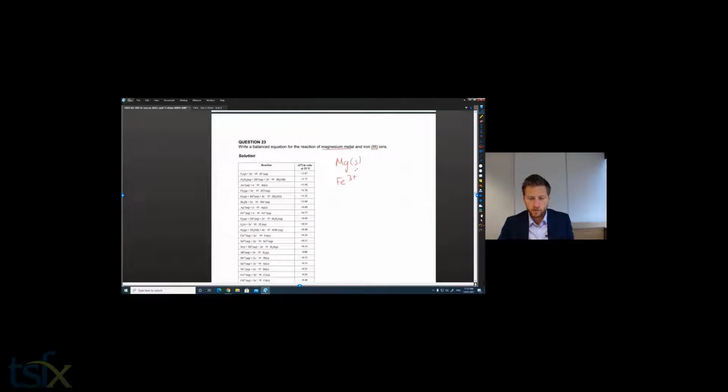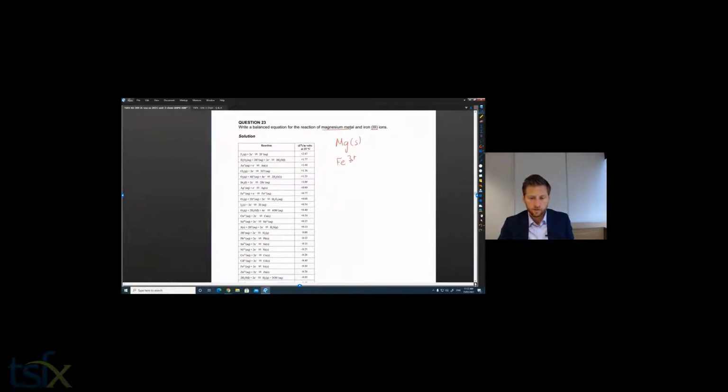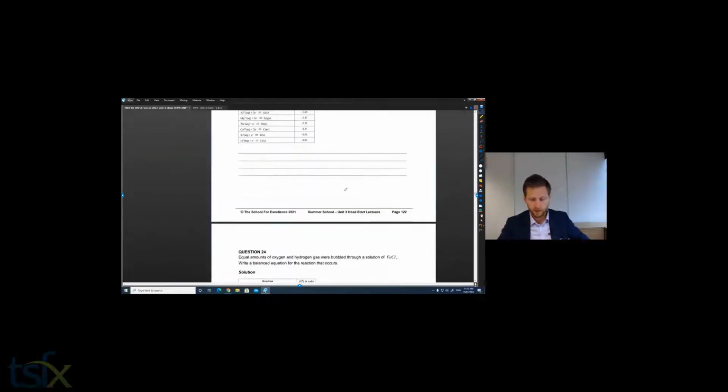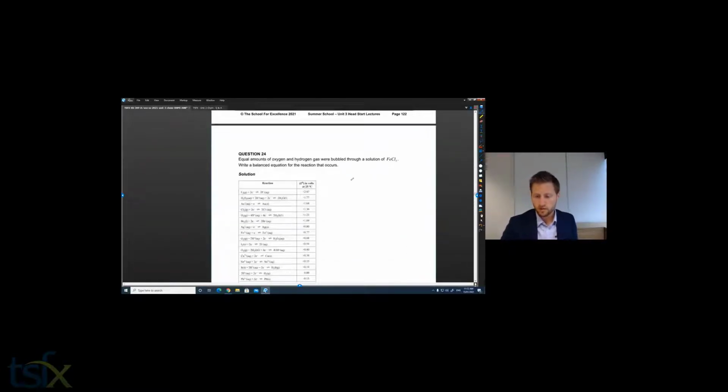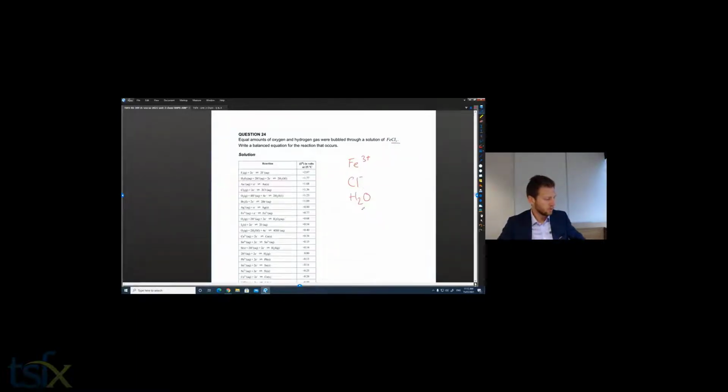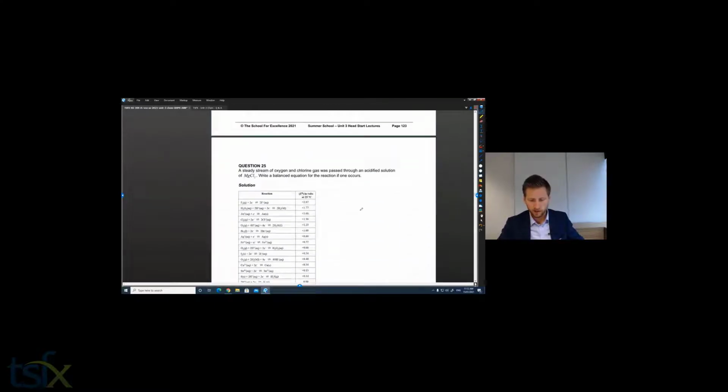All right, so that one there, balanced equation for magnesium and iron, and you also have water because it's dissolved in water. All right, we're going to skip that one. I want to do 25 together. So we're going to skip this. So you got iron 3+ because there are 3 lots of chlorine and chlorine is 1-. You'll also have water, so use those to help you. We're doing 25 together though.